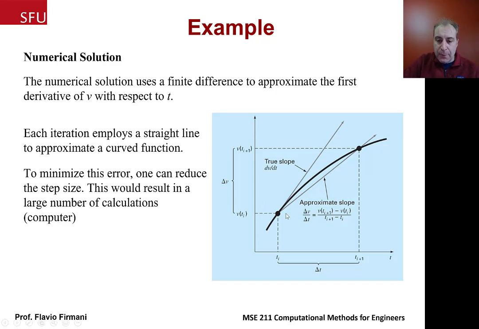We said that the slope, which is the derivative of the velocity with respect to time, is going to be equivalent, or our approximation, to delta v over delta t. Now, you can see from this example what these two terms represent.